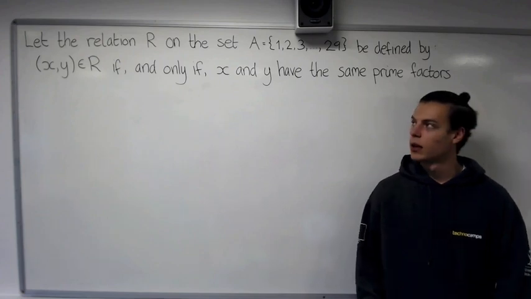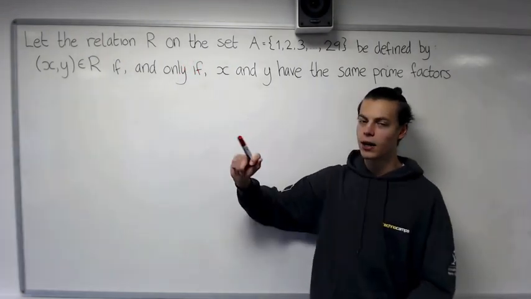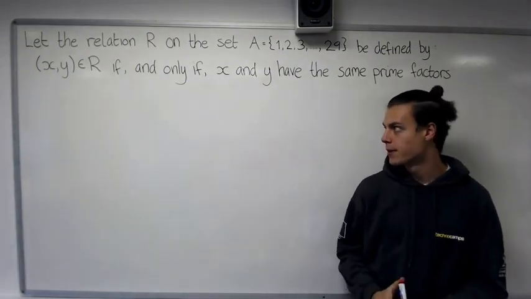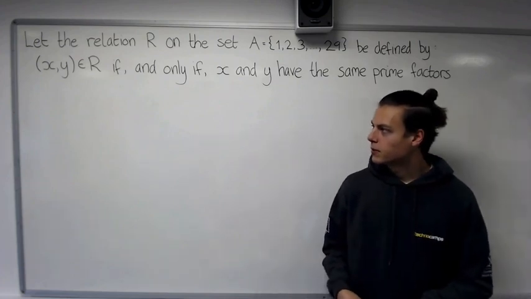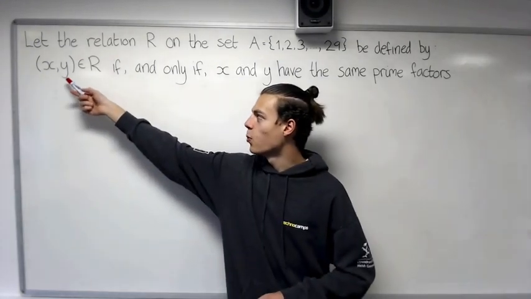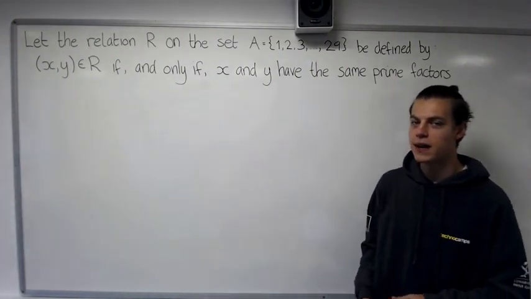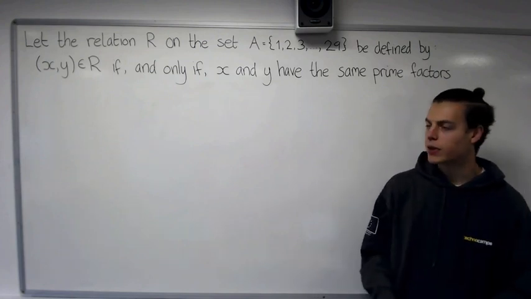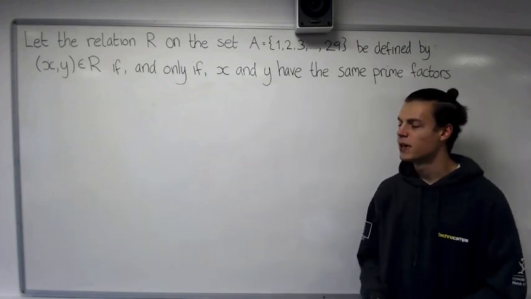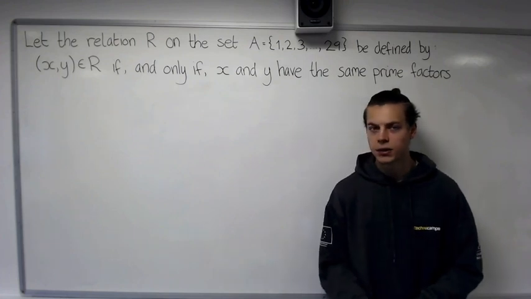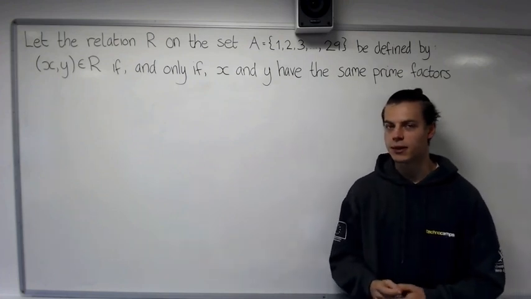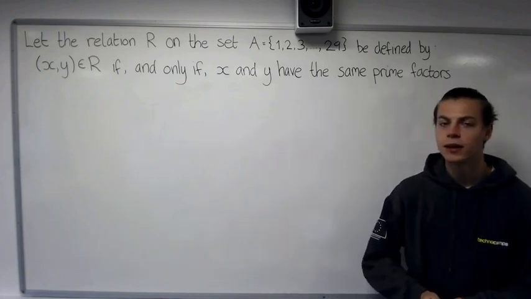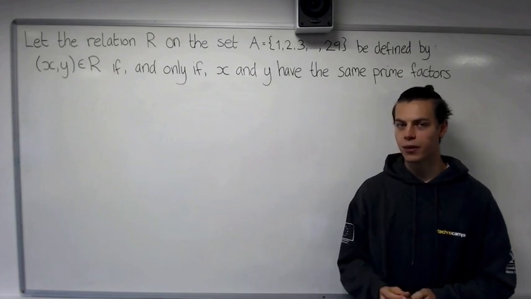In this exercise, we have defined a relation R on the set A of positive integers less than 30. Now, x is related to y by R if and only if x and y have the same prime factors. So, for example, 12 is related to 18 by R, since 12 is 2 times 2 times 3, and 18 is 2 times 3 times 3, so both have prime factors 2 and 3.